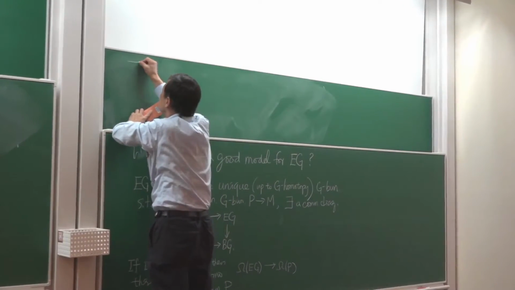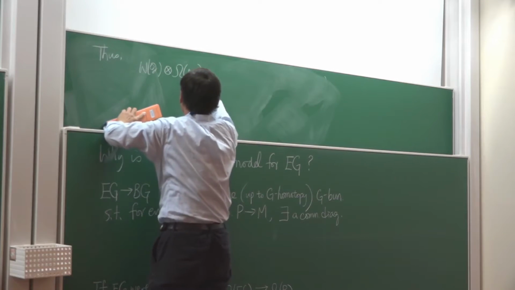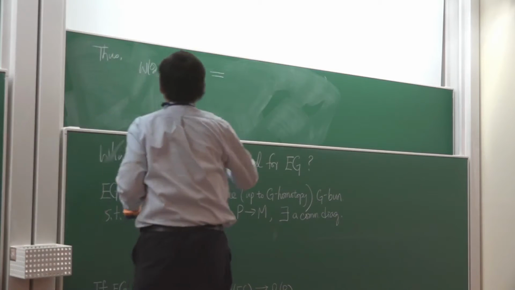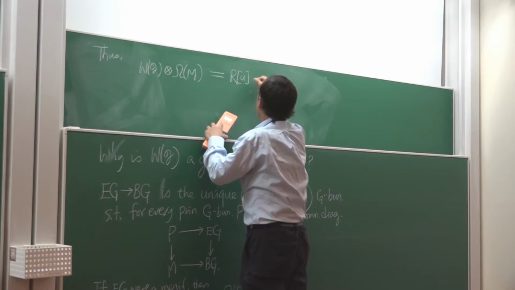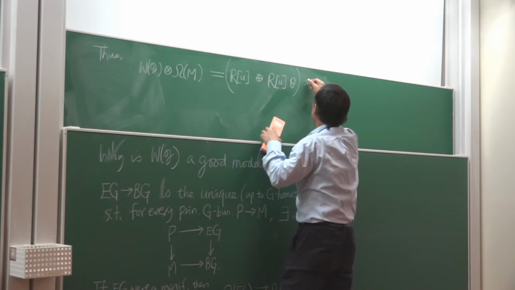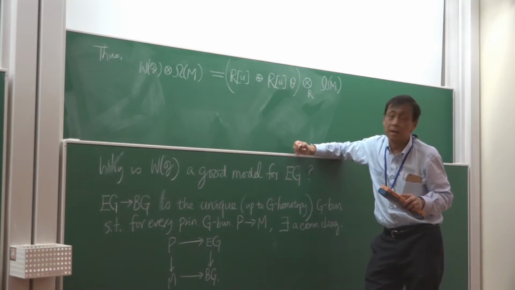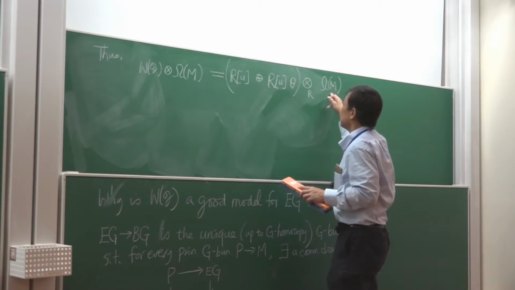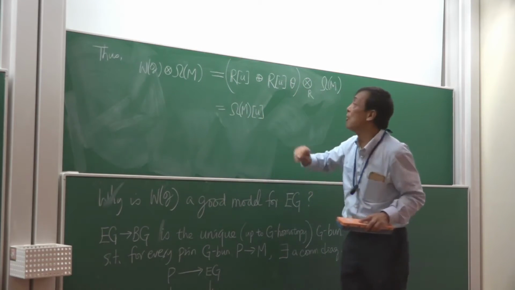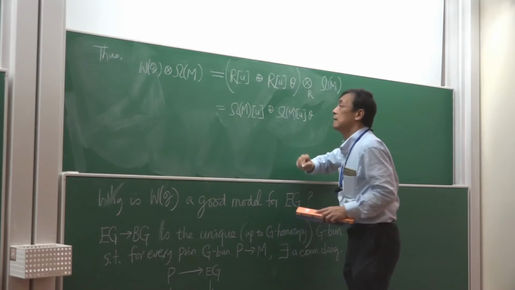And then the Weil model is the Weil algebra tensor with omega M over R. So again, R tensor with omega M is omega M, so you get omega M u plus omega M u theta. Okay?